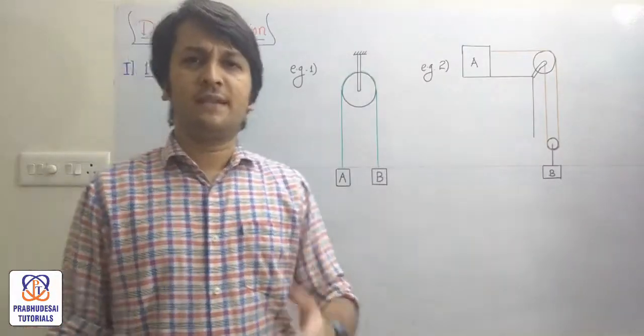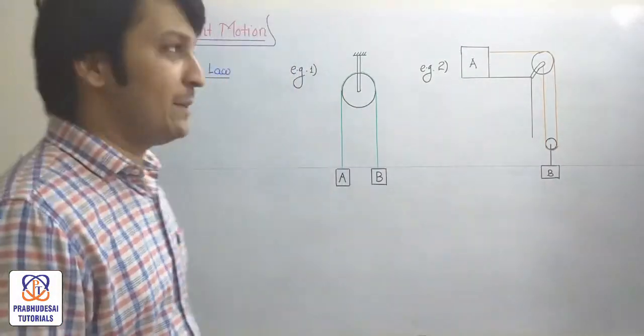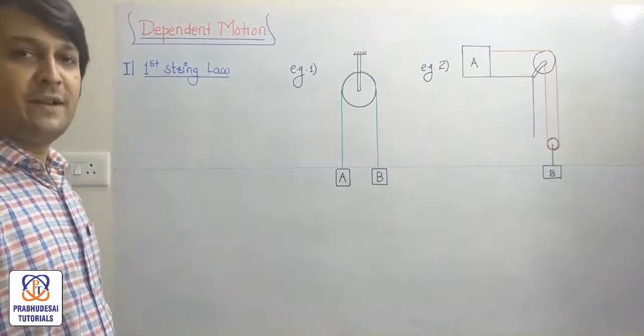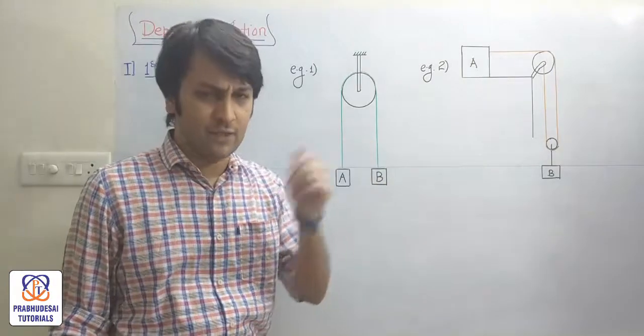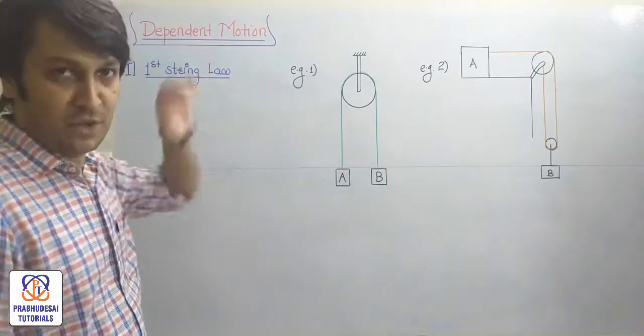Yeah, we'll start a new lesson, that's dependent motion. What do you mean by dependent motion? Check this. Dependent motion means if motion of one particle is based on motion of other particle or several particles, then it is called dependent motion.